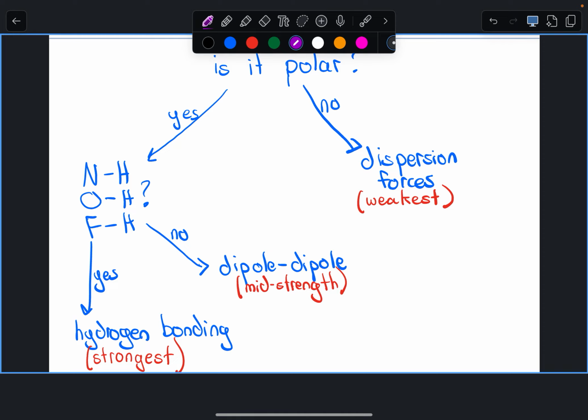I don't know why I don't have this as a typed part of the notes, but pretty sure every year I think, oh, we should do a flow chart.